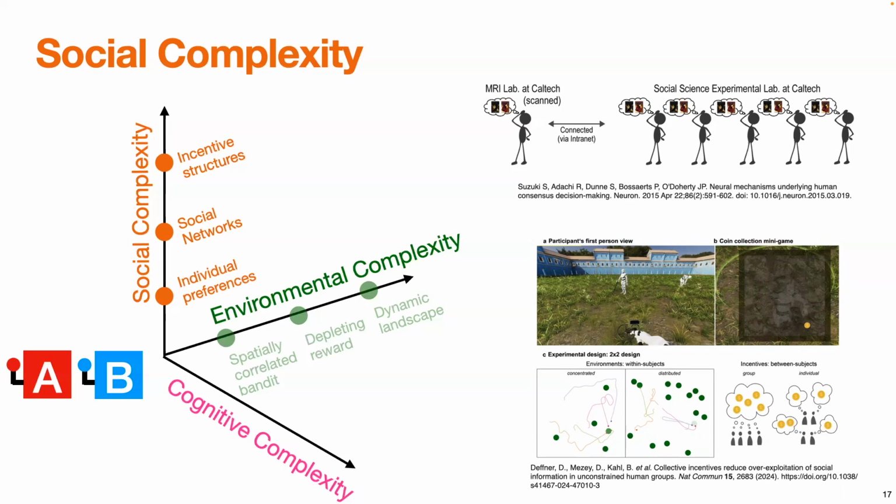Yeah, so that's Shinsuke's previous work above, studying these dynamics using fMRI scanning for one person. And the bottom is Charlie's and Dominic Defner's work, where also it's a kind of virtual reality game, a social foraging kind of task. They could also control the level of incentive, and then see how human collective behavior changes with these incentive structures.